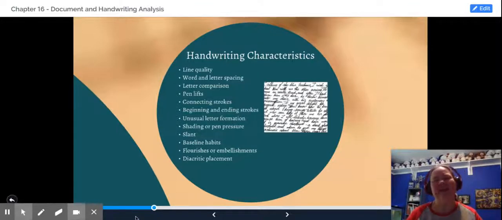Diacritic placement. Diacritic is one term that you guys definitely need to know. Basically, it's the crossing of the T's and the dotting of the I's. How are the little crosses over the T's? How are the dots placed over the I? That can be extremely unique.